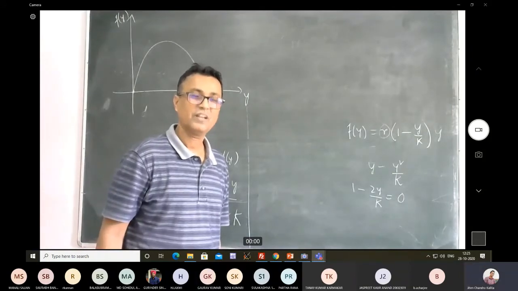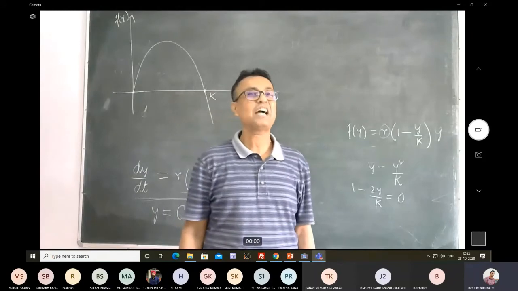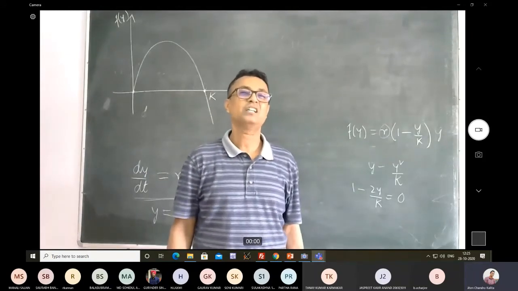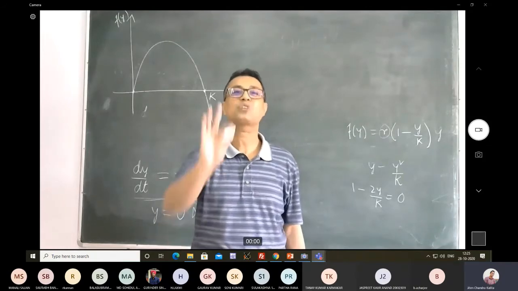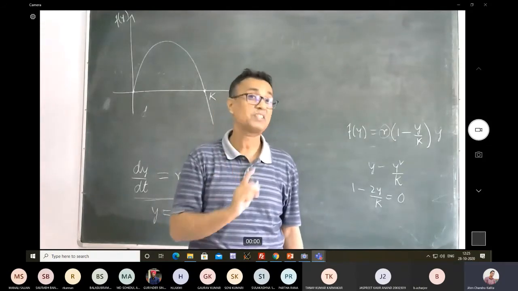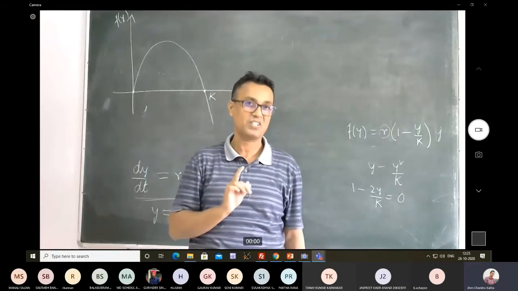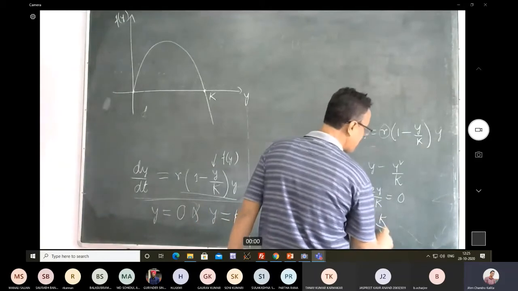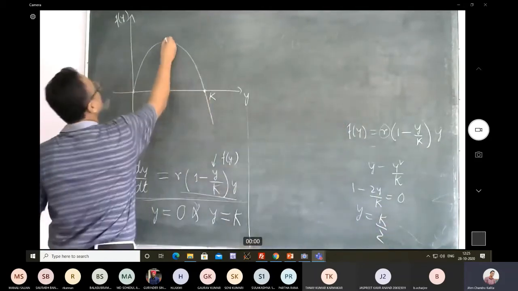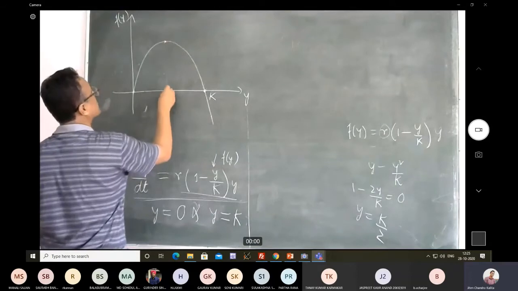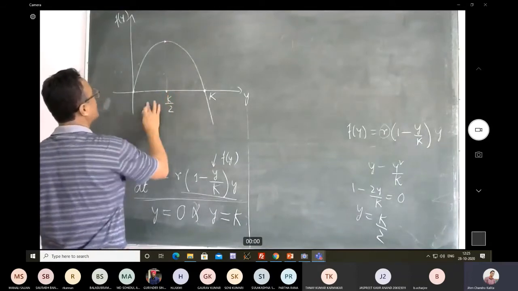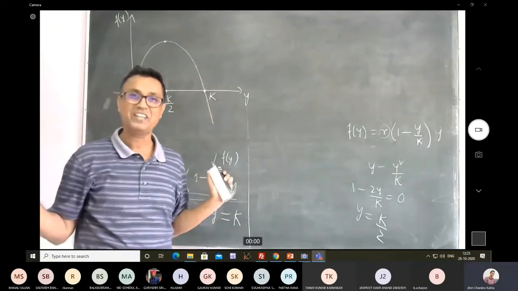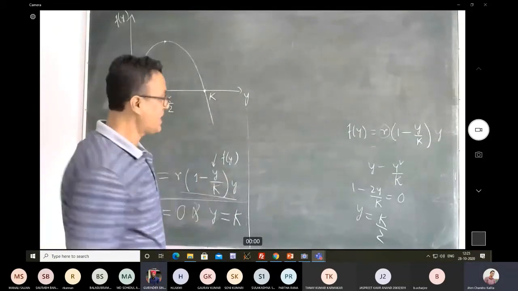Yes, sir. See, I'm trying to draw the parabola without going into the minute detail. So through some tricks, with the help of calculus, I'm trying to draw the parabola. That is what it is. Basically, when y equals k by 2, this point should correspond to y equal to k by 2. Fine. So far, so good. Is it okay?